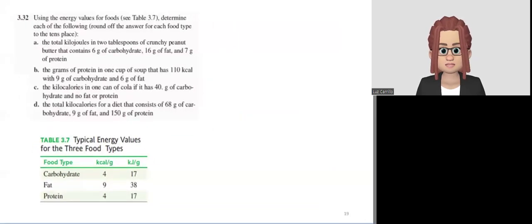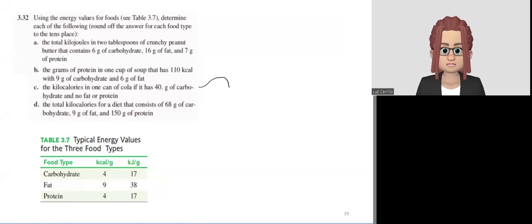To conclude this topic, let's actually look at problem 3.32 from the textbook. And specifically, I'm going to focus on problem C. Problem C, we have to determine what are the kilocalories in 1 can of soda if it has 40 decimal place grams of carbohydrates, no fat, or protein.